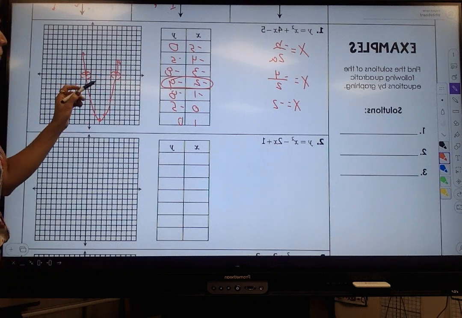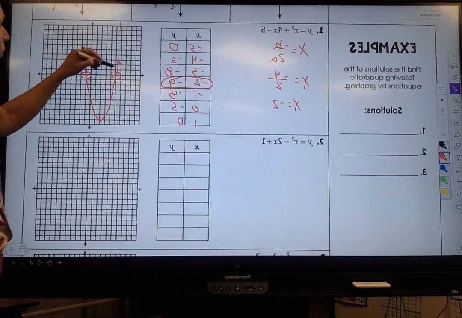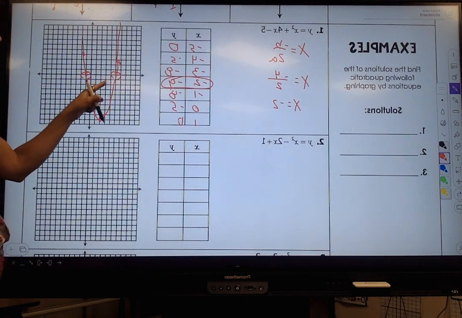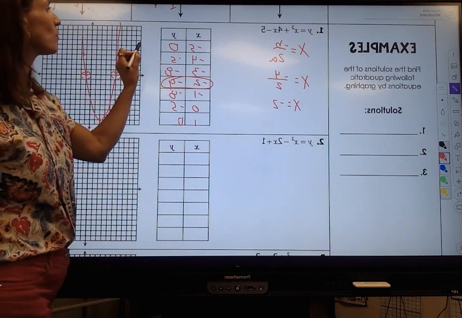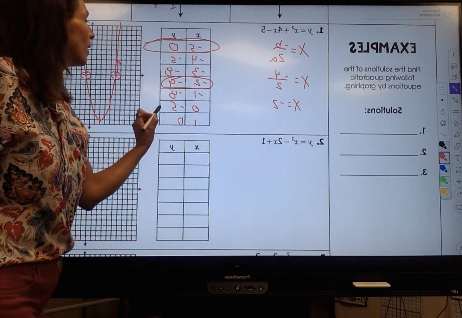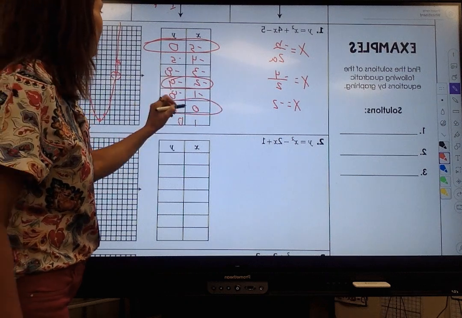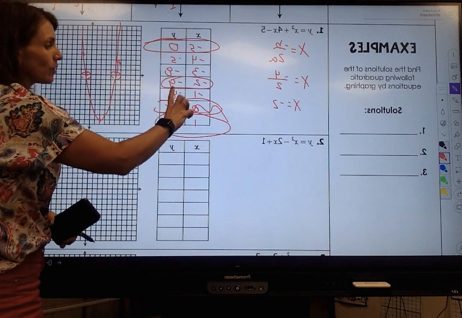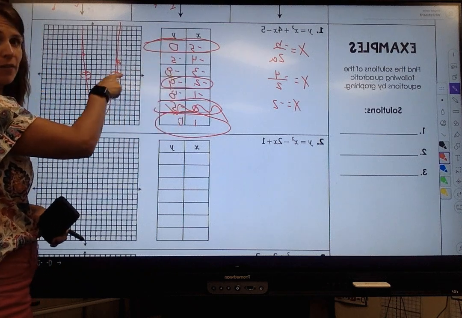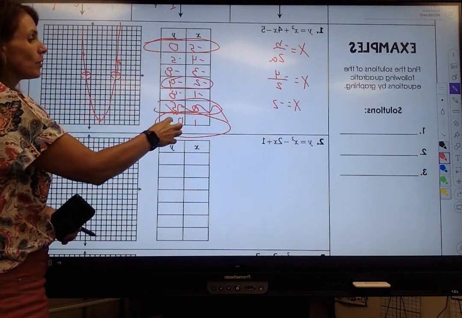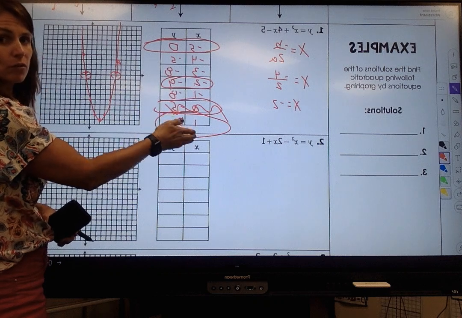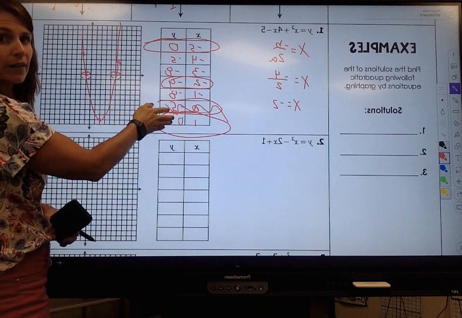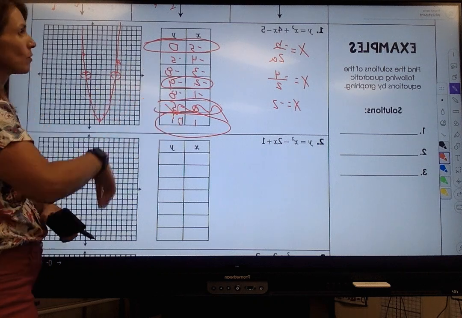So when you're looking at the graph, oh, I should have gone all the way through. When you're looking at the graph, it's where it crosses the x-axis. And when you're looking at a table, it's where your y values are 0. So there are 2 easy ways to find them: your y value is 0, or it crosses right there.